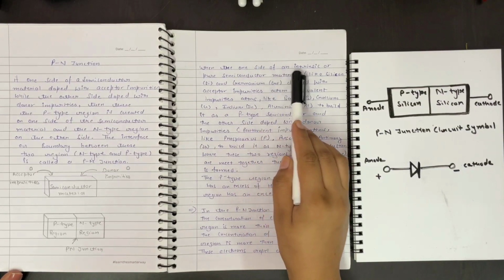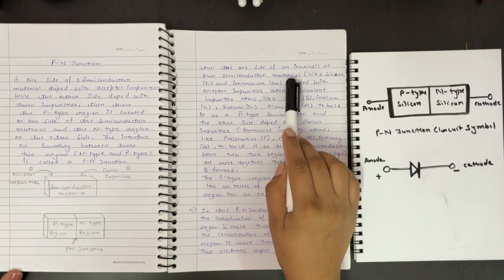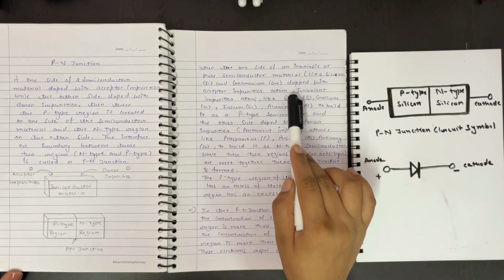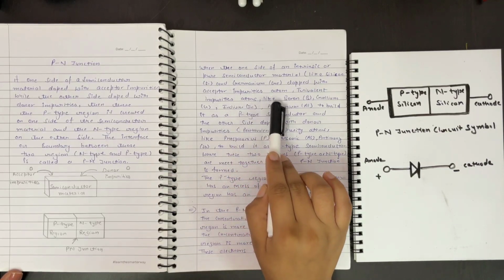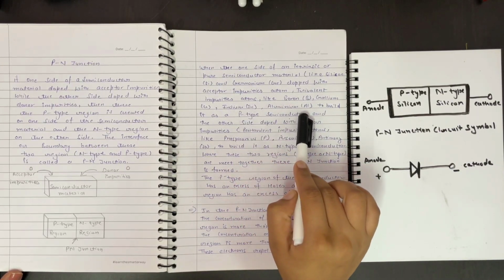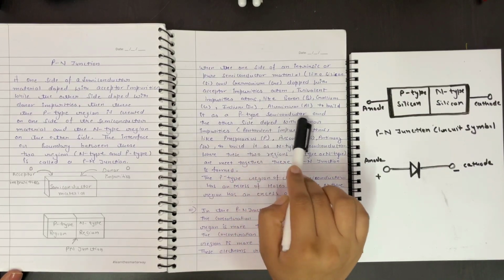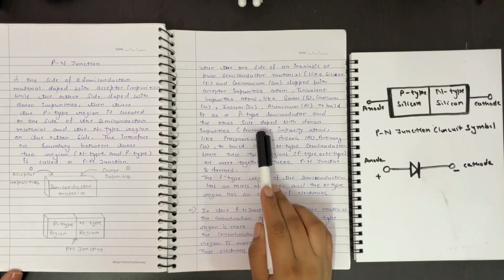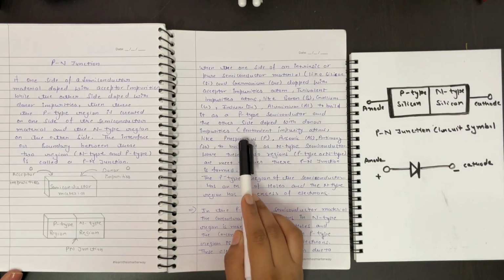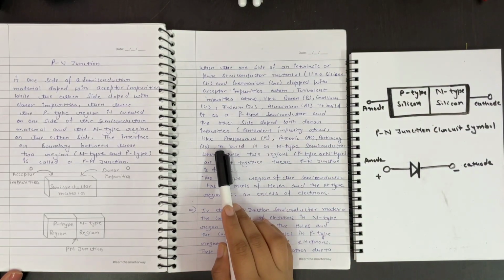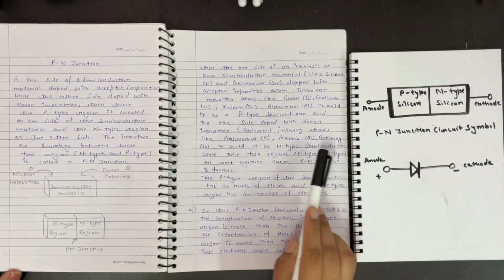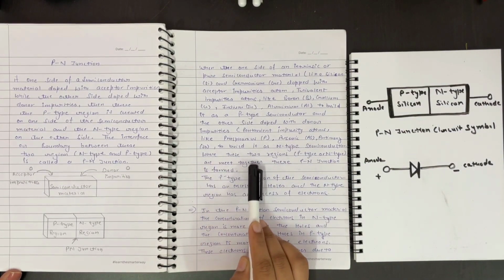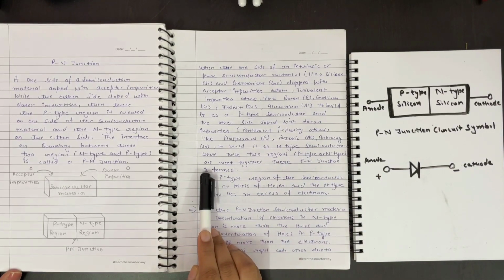When one side of an intrinsic or pure semiconductor material like silicon and germanium is doped with acceptor impurity atoms, trivalent impurity atoms like boron, gallium, indium, aluminum, to build it as a p-type semiconductor, and the other side is doped with donor impurities, pentavalent impurity atoms like phosphorus, arsenic, antimony, to build it as an n-type semiconductor, where these two regions, p-type and n-type, meet together, the PN junction is formed.